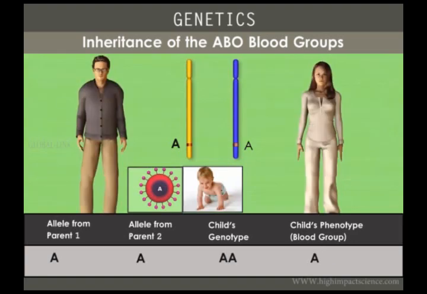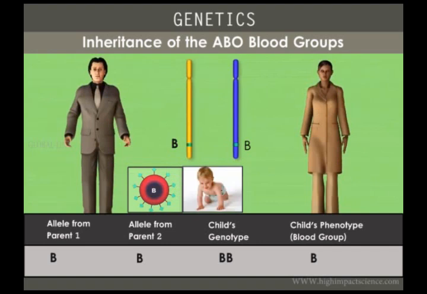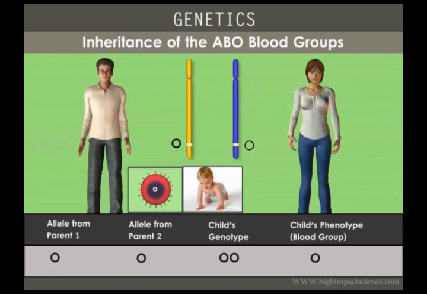If the alleles are both type A, the offspring will be genotype AA and the blood group will be A. If both alleles are B, the offspring will have genotype BB and blood group B. If both alleles are O, the red blood cells will have no antigens. The offspring's genotype will be OO and the blood group will be O.